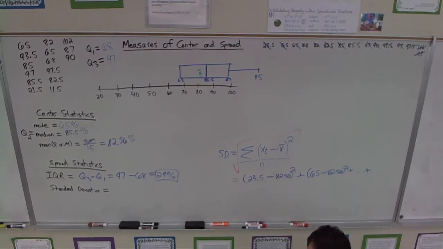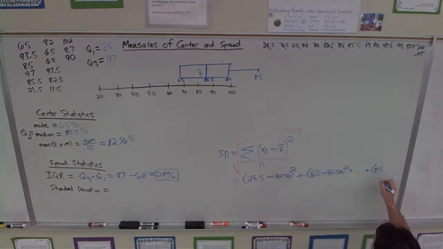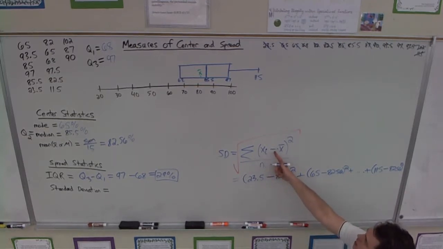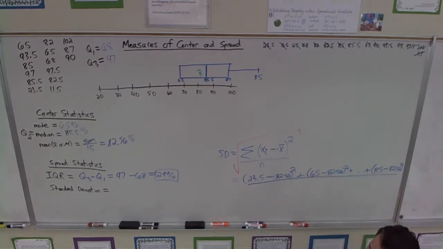So the last one will be what? 115. Whoever got that score did a very good job, right? Minus the average, squared. So that's going to be the sum of each x sub i minus the average, squared. Then we're going to take all of that and divide it by how many pieces of data do we have? 15. And then finally, once we have that, we're going to take the square root of our answer.